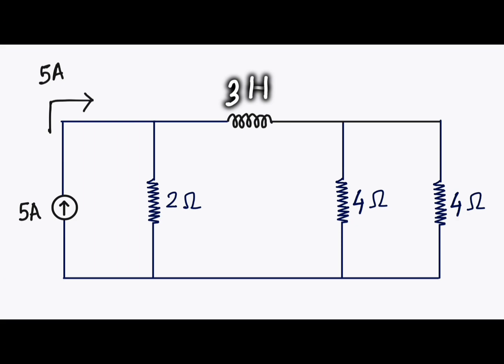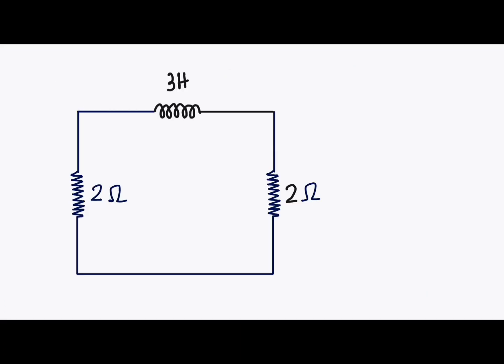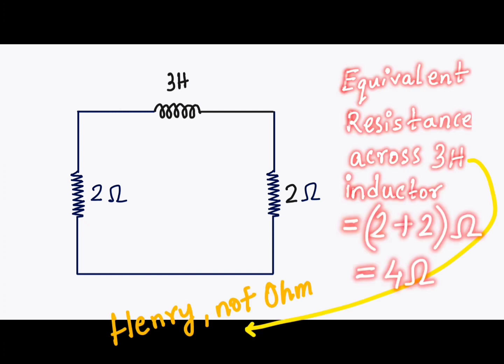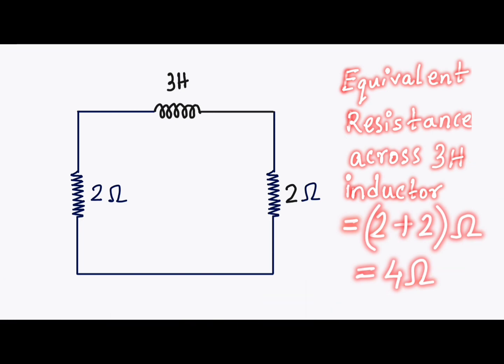Once the switching is done, this part of the circuit experiences a transient. Let's reduce the parallel combination to a 2 ohm resistor and then calculate the time constant of this circuit. The equivalent resistance across this 3 henry inductor is 2 plus 2, which is 4 ohm.